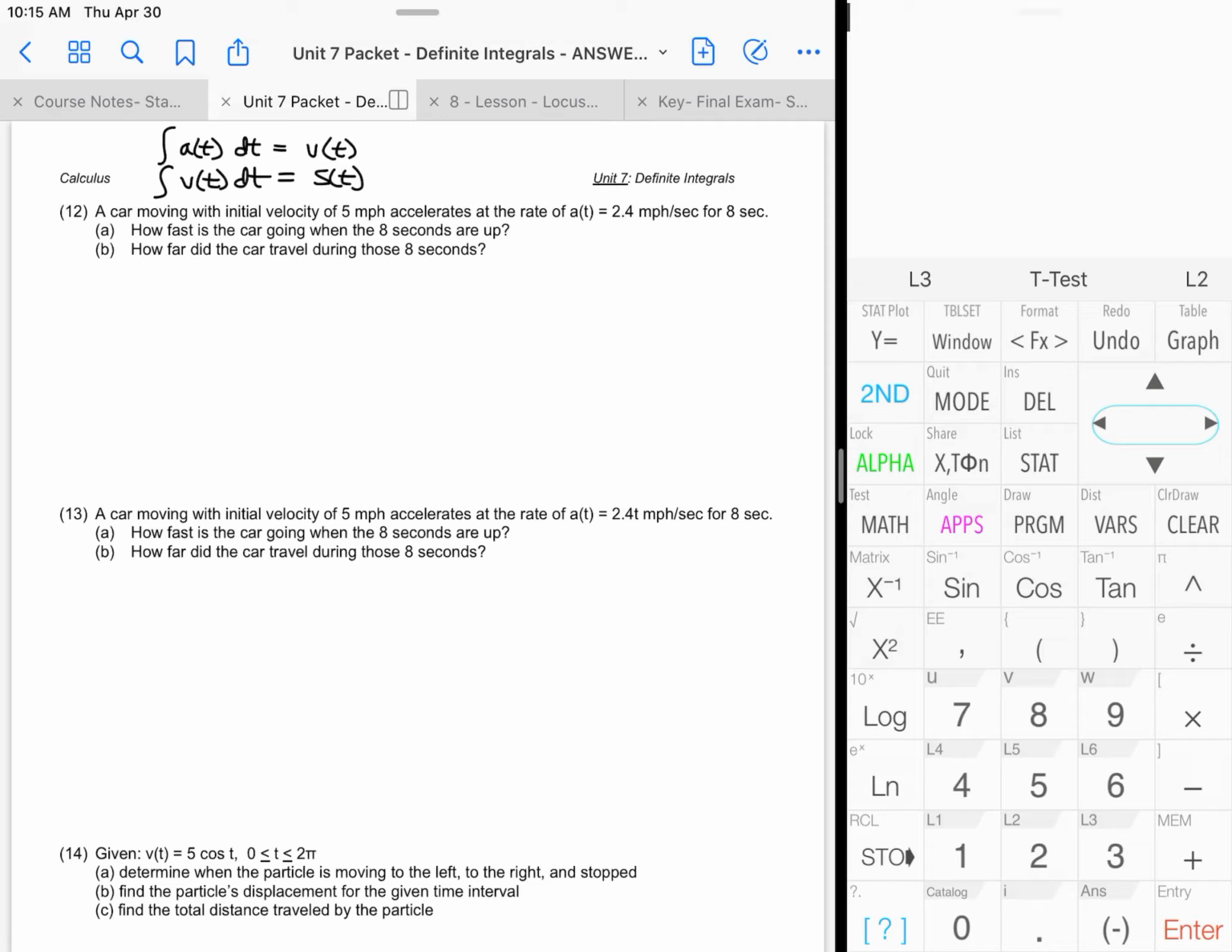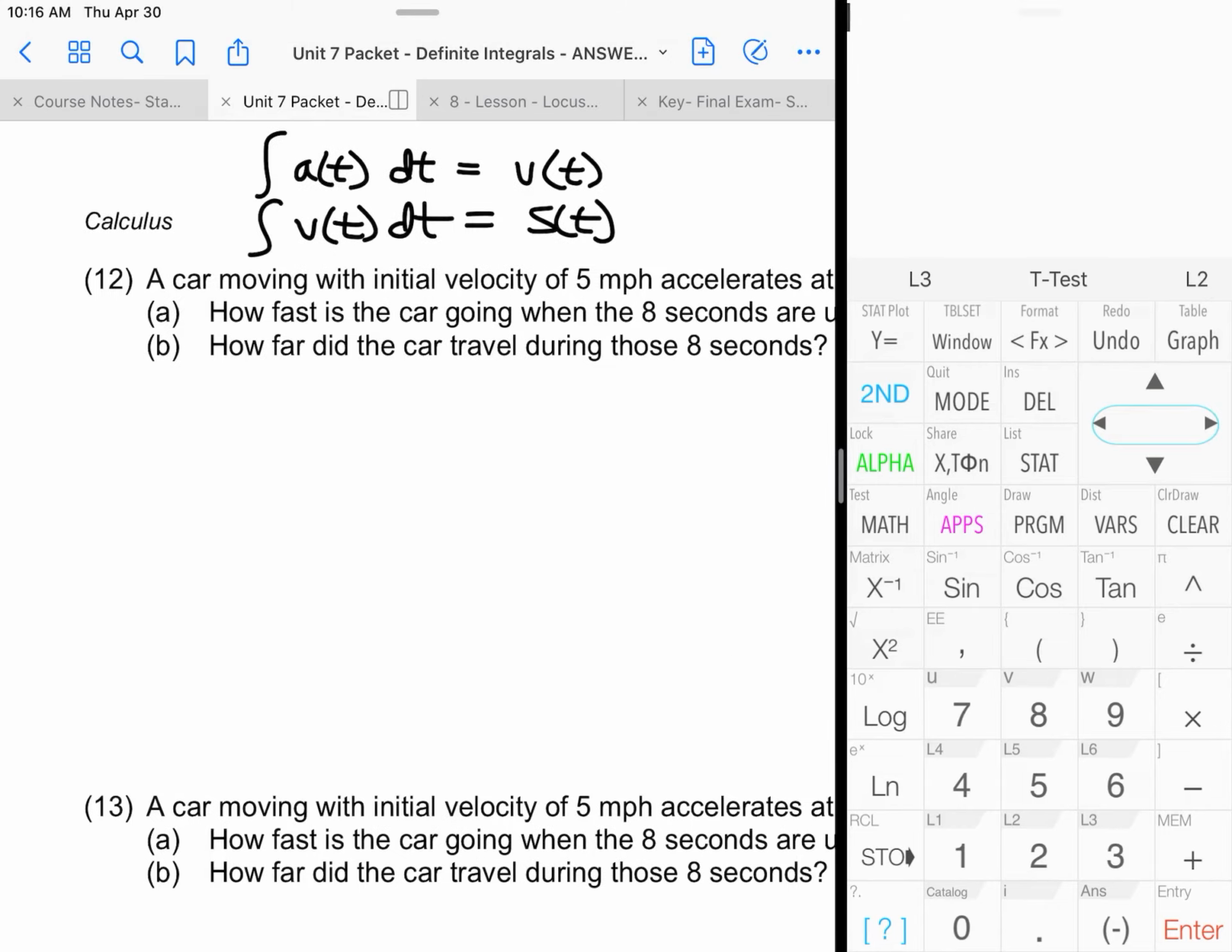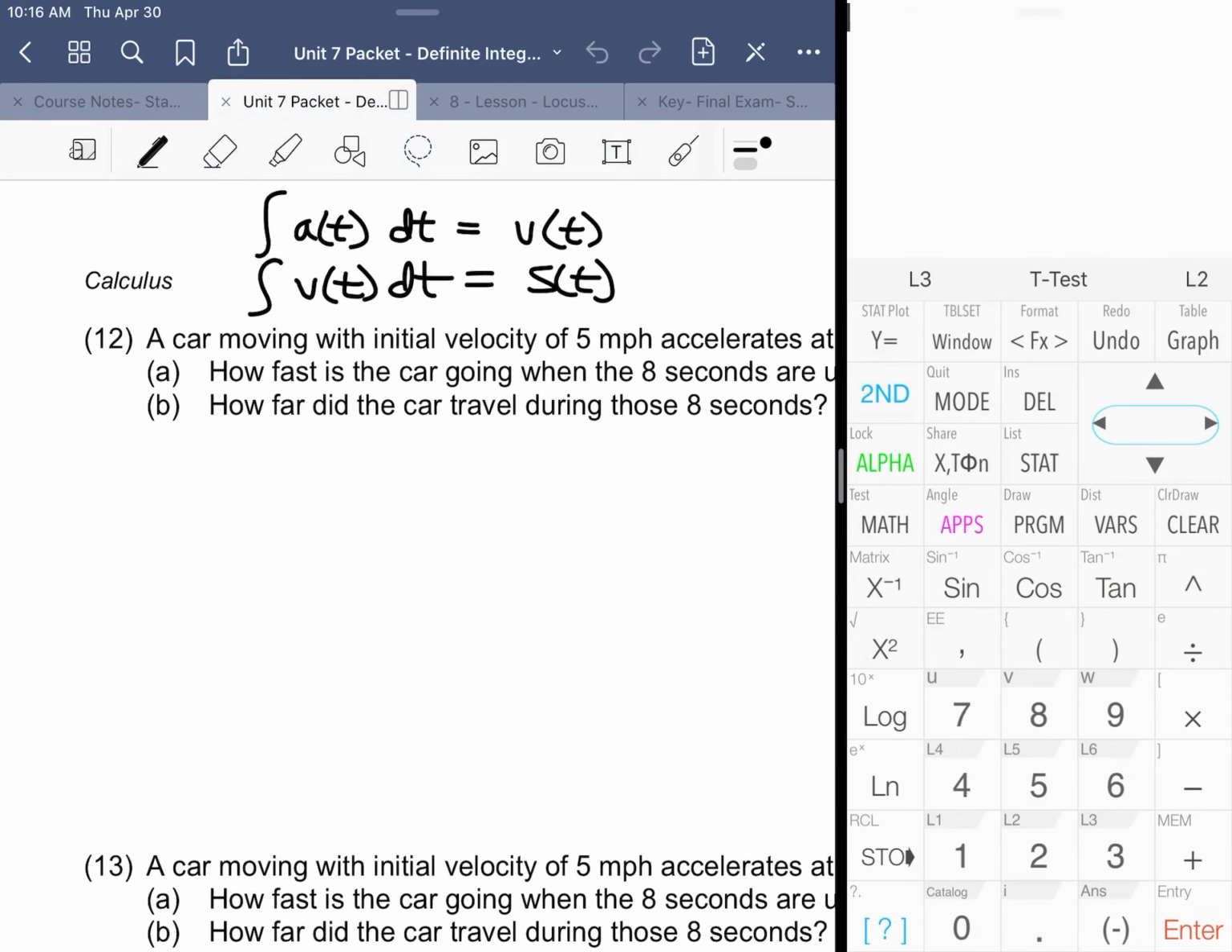All right, so let's take a look at number 12. A car moving with an initial velocity of 5 miles per hour accelerates with a rate of 2.4 miles per hour per second for 8 seconds. How fast is the car going when the 8 seconds are up, and how far did the car travel during those 8 seconds? All right, so my first step in this adventure would be to come up with an acceleration model. All right, so a velocity model.